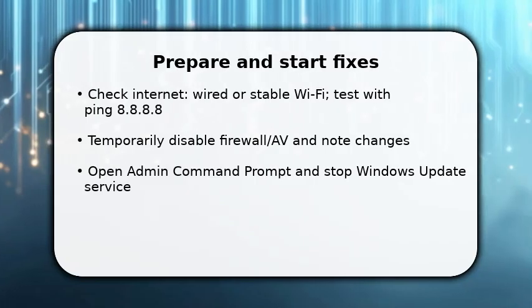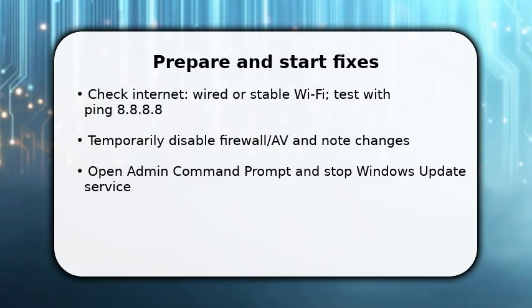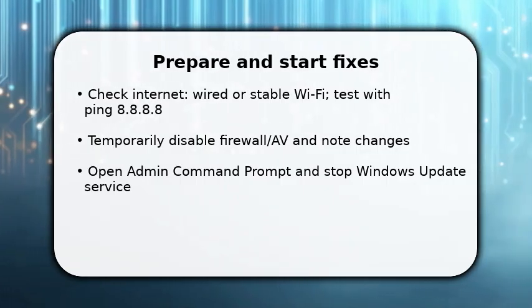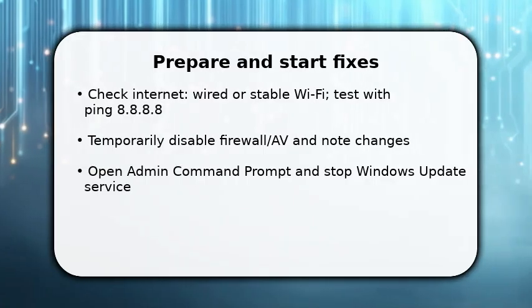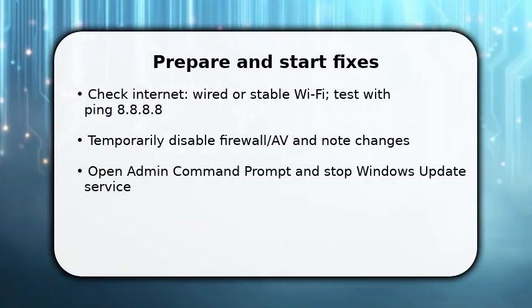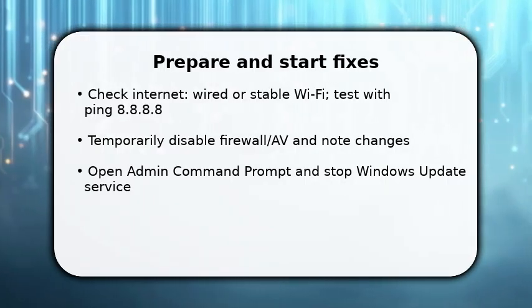Enjoy the video. You're starting immediately. First, verify a stable internet connection, wired if possible, because intermittent packets cause 80072F. Next, temporarily disable third-party antivirus and firewall so they don't block update traffic. Note settings to restore later.